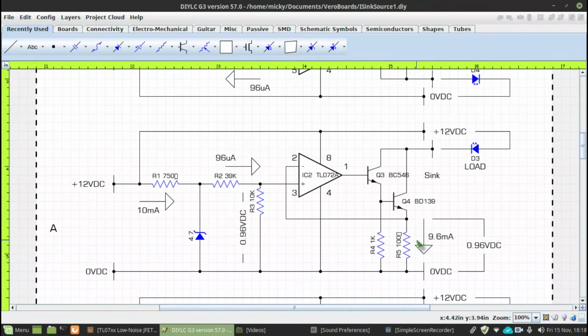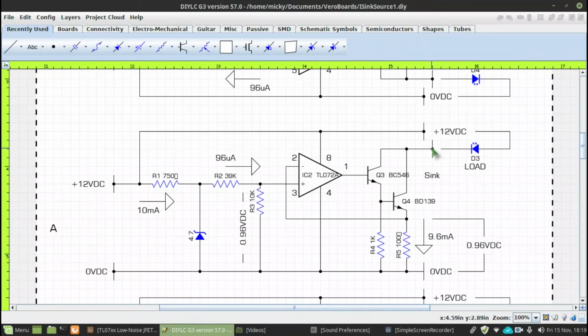It should be exactly the same as the voltage across R3. When there is 0.96 volt across this resistor, and the resistor is 100 ohms, if you take the 0.96 and divide it by 100 R, you come up with a current of 9.6 milliamps. So this circuit will always maintain 9.6 milliamps.